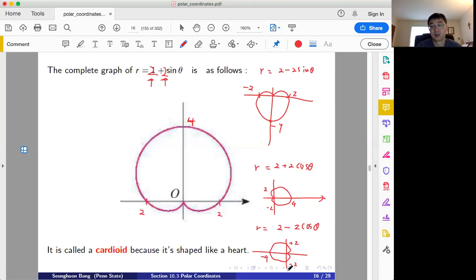Does it make sense? We call it a cardioid. What's it like for a cardioid? Very important thing: the constant is exactly the same as the coefficient. When the constant is exactly the same as the coefficient, we have a cardioid. This is the idea.